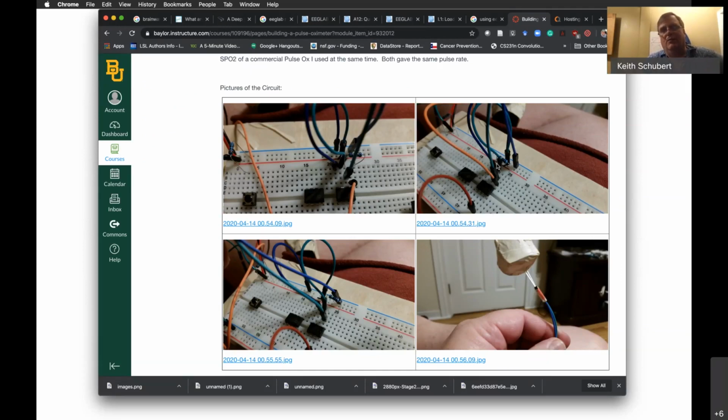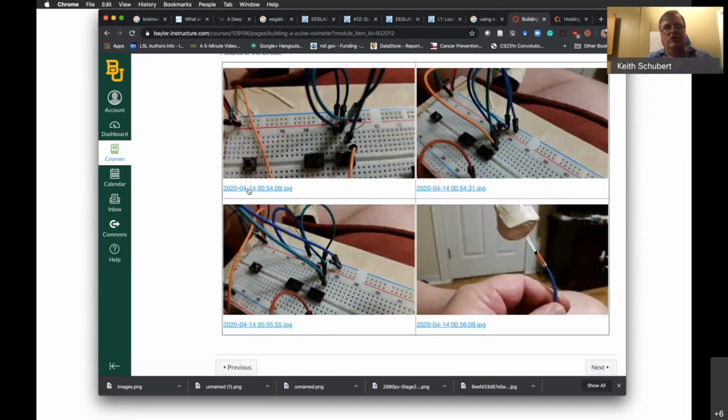So all you see is there's a resistor here. You'll see another resistor over here. This resistor, with the button, is the one to turn on the light to here. So this is that kind of tube that I put on my finger, and it's got the red and infrared on one side, and it's got the diode that comes to this amplifier on the other.